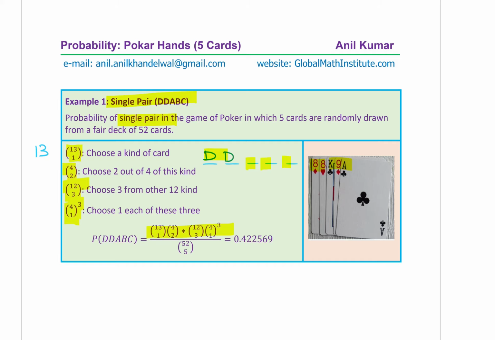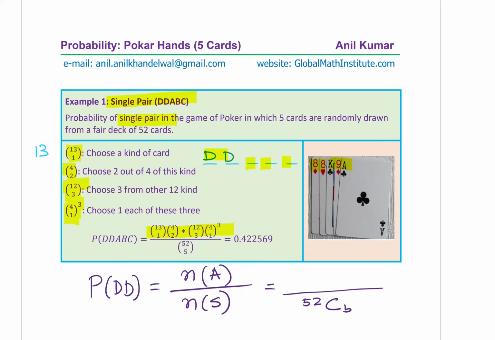When you're talking about probability for any particular condition, here we are using a double. In that case, we have to see how many are favorable cases and what is the sample space. So the sample space in all our examples will be 52 choose 5, and in this particular case the product of all this will be the favorable cases. Calculating that, we get our answer, which is 0.422569. You can multiply them all, divide by 52 choose 5 to get the probability. So around 42% is the probability of getting a double in a game of poker. Is that clear to you? We're going to adopt a similar method to answer the rest of the questions.